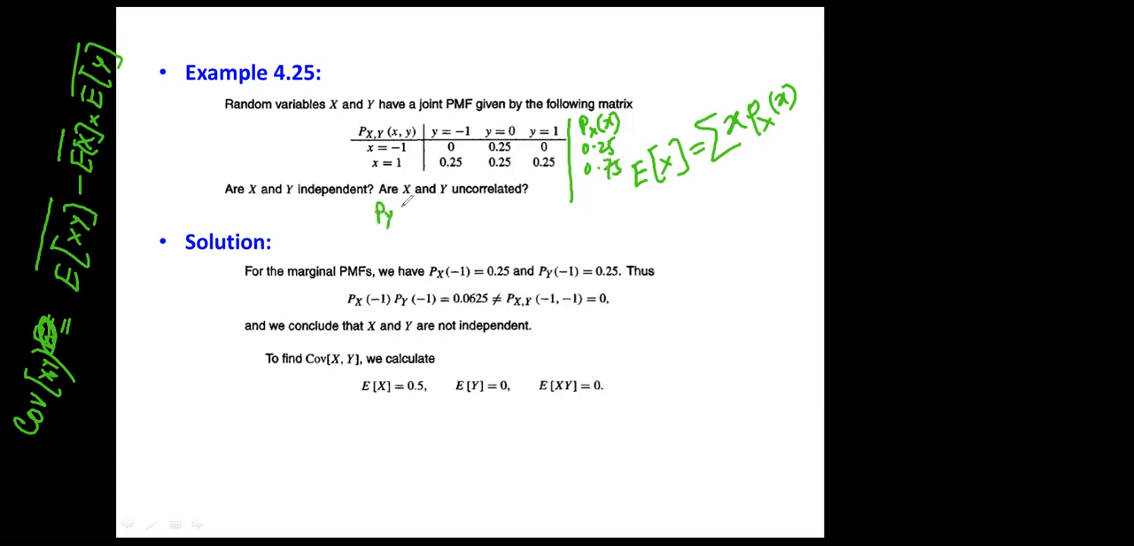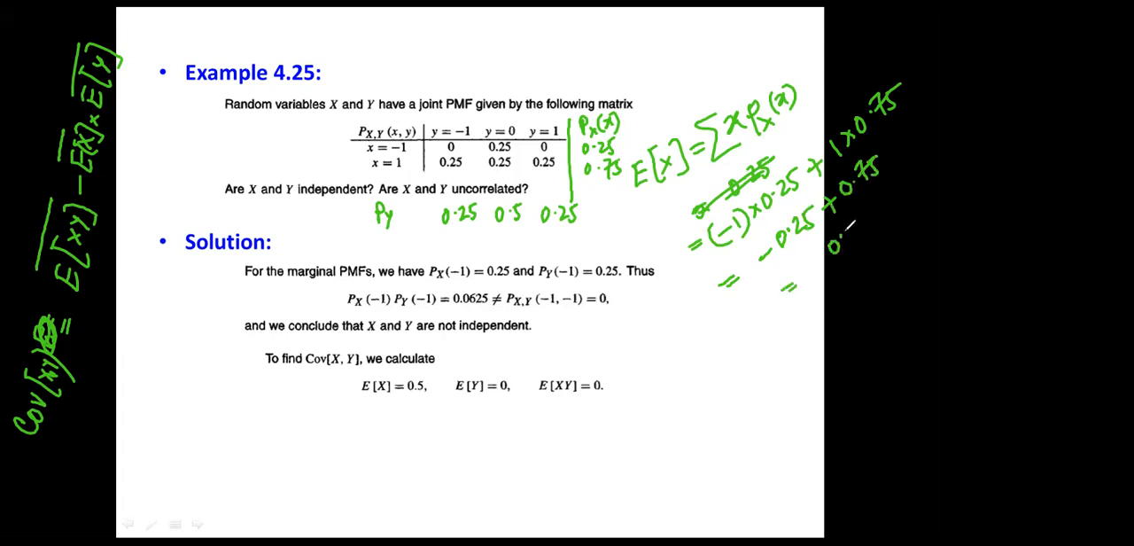What about py? Py will be, this is 0.25, this is 0.5, this is 0.25, isn't it? So if we have found the px, this ex can be found out. x is minus 1 into, for minus 1 the probability is 0.25, plus, for plus 1 the probability is 0.75, so it is minus 0.25 plus 0.75, and that will be 0.5. So from that they have found out this ex equal to 0.5. Can you understand? Can you understand my logic?